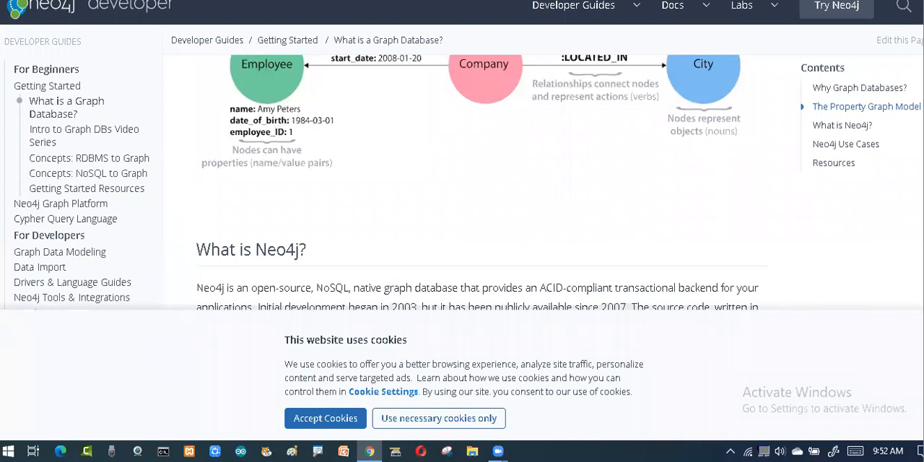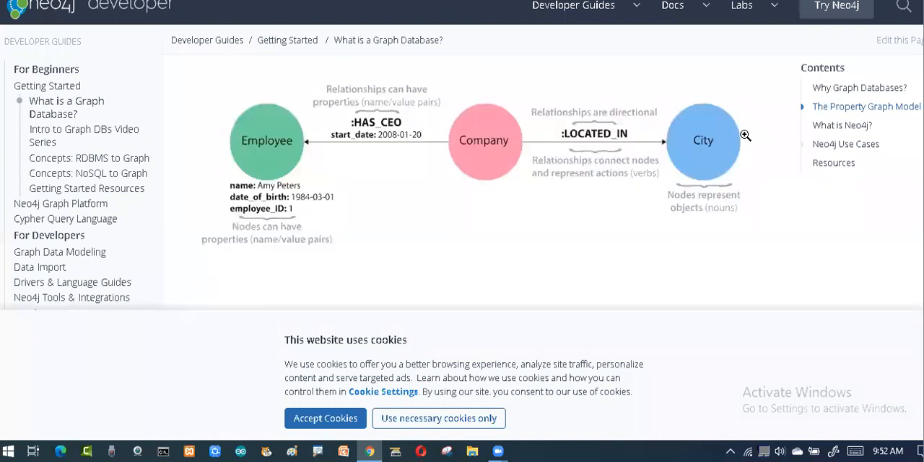Now again, if you see here, we also have something called city. Nodes can represent objects also. What is the city here? It can be a picture. If I say Hyderabad, it can be a picture of Hyderabad. If I say India, it can be India's map. So it can be an object.